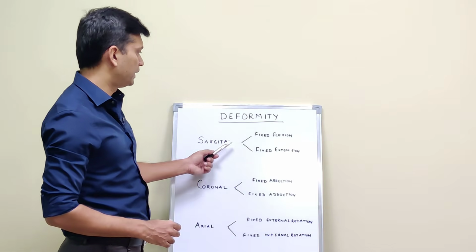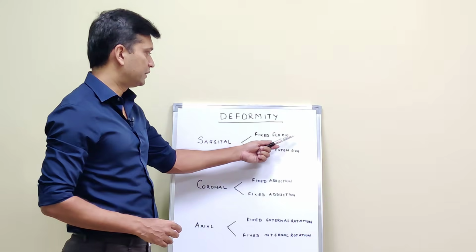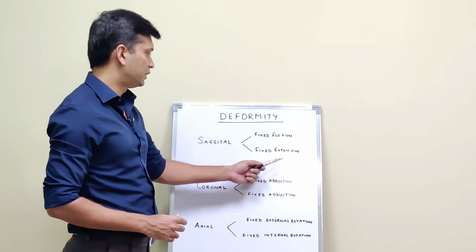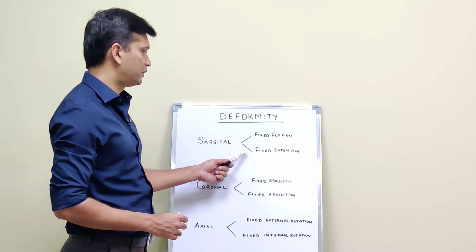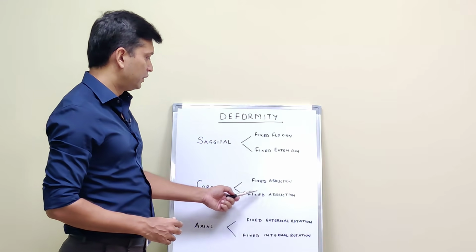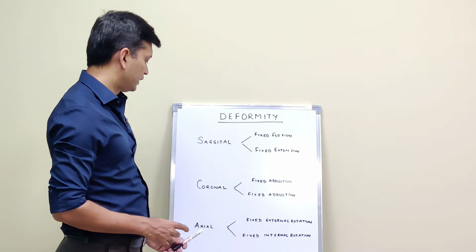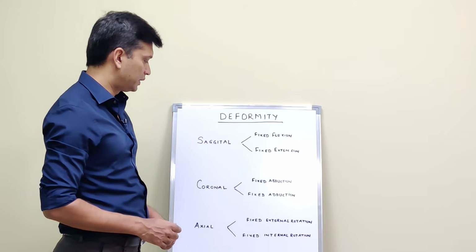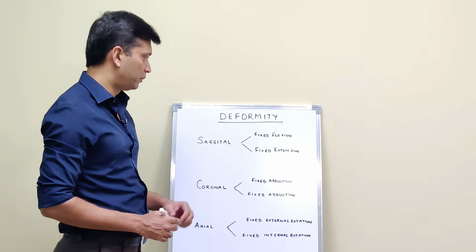Now in the sagittal plane, you have fixed flexion deformity or fixed extension deformity. Fixed extension deformity is extremely rare. In the coronal plane, you have fixed abduction deformity and fixed adduction deformity. In the axial plane, you have fixed external rotation or fixed internal rotation deformity.